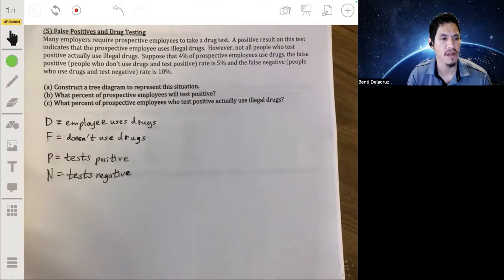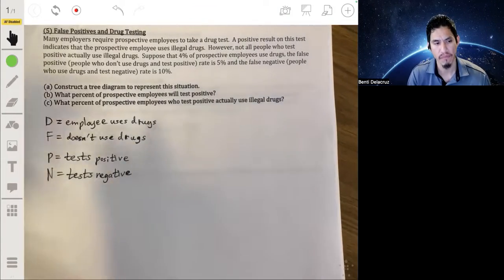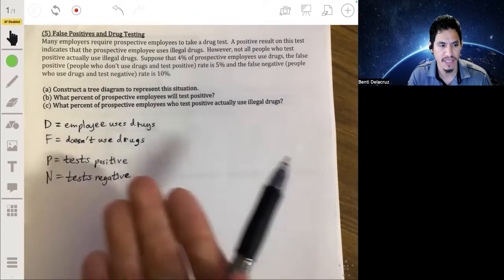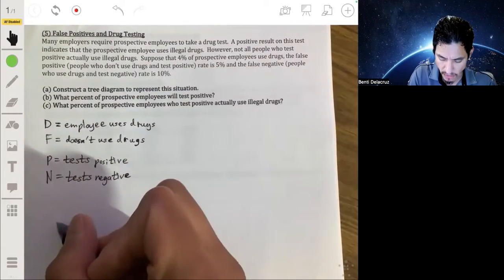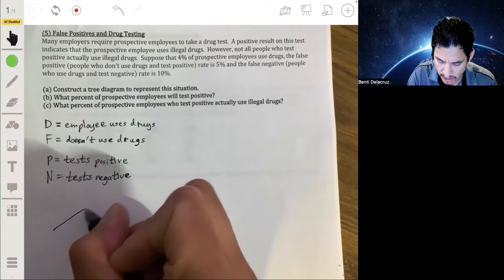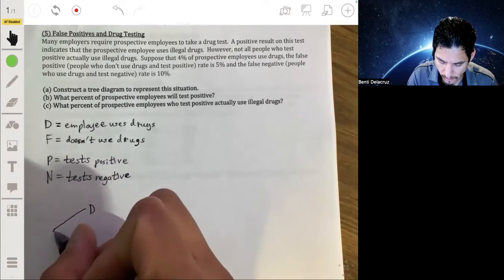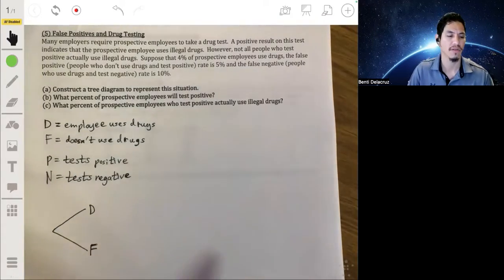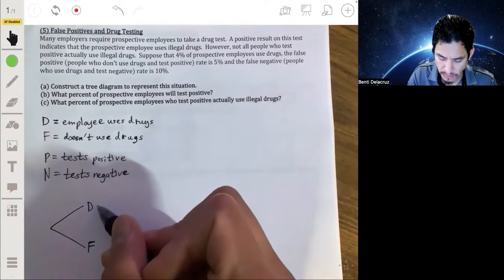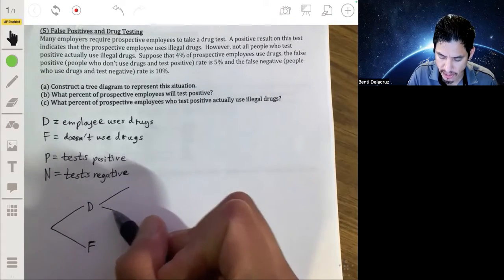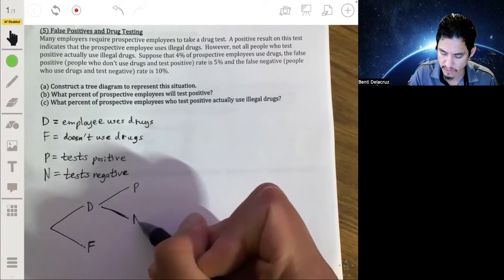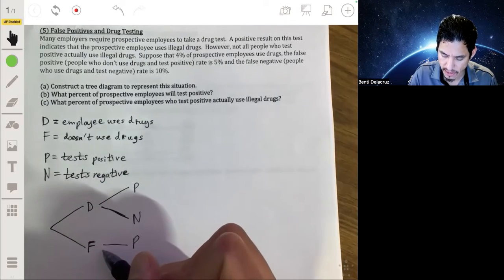And now we break it down. So look, what comes first? What we're always going to start with is that they're either a drug user or they're not, because not everyone technically has to take a test. So we start off with our branches being either that you're a drug user or you're drug free. Then each of these leads to you taking the test and getting either a positive or a negative result.